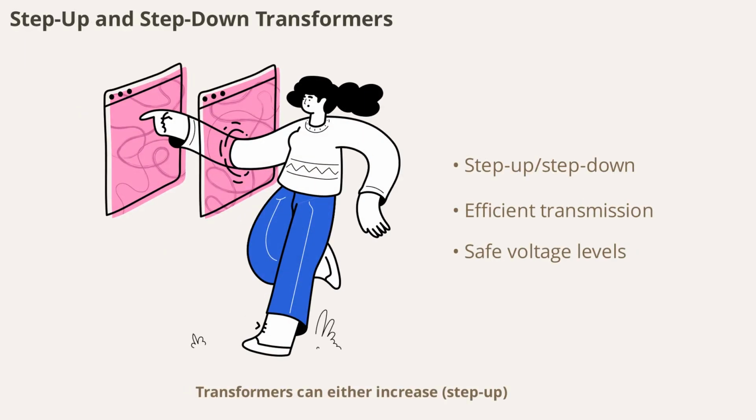Transformers can either increase (step-up) or decrease (step-down) voltage levels. Step-up transformers are used at power plants to raise voltage for efficient transmission, while step-down transformers lower voltage for safe use in homes. This flexibility is vital for modern power systems, ensuring electricity is delivered safely and efficiently.